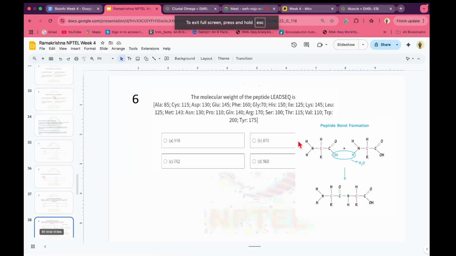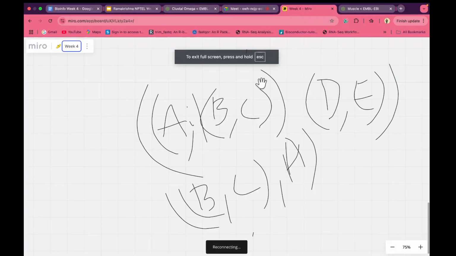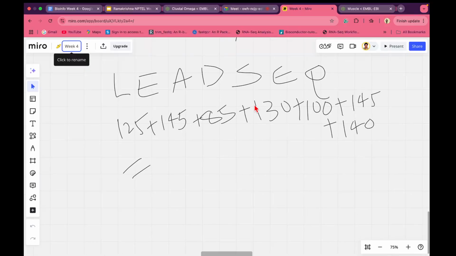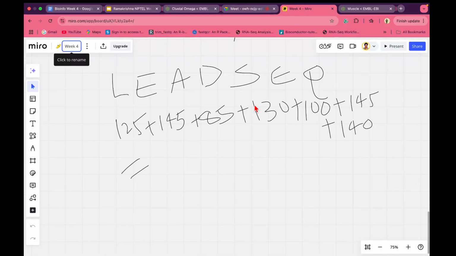Okay, that will solve now. So here I have written the sum of all. So this sum is equal to 870. Now minus 18, which is the water molecule, times the number of peptide bonds that we see.